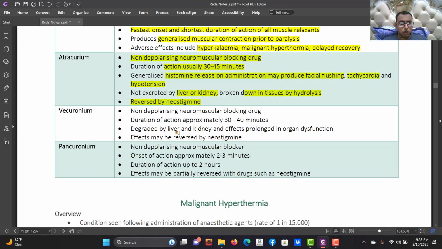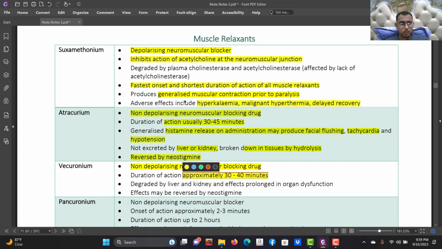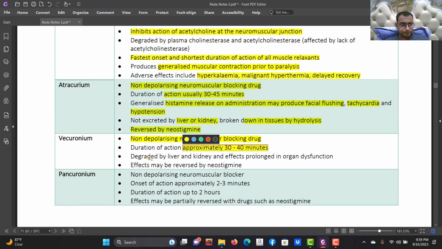Vecuronium is a non-depolarizing neuromuscular blocking drug with a duration of approximately 30 to 40 minutes. Vecuronium is very essential for maintaining muscle relaxation during the operative period, and it is not used for induction or starting the muscle relaxant. During induction, we especially use succinylcholine for starting the intubation, which is also reversed by neostigmine.